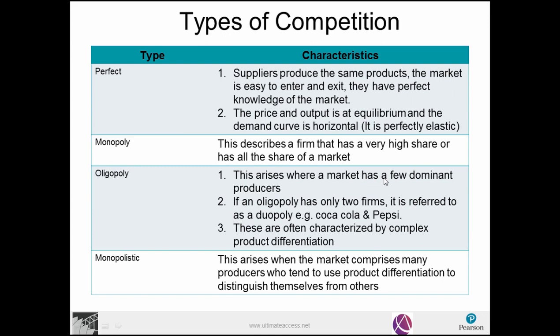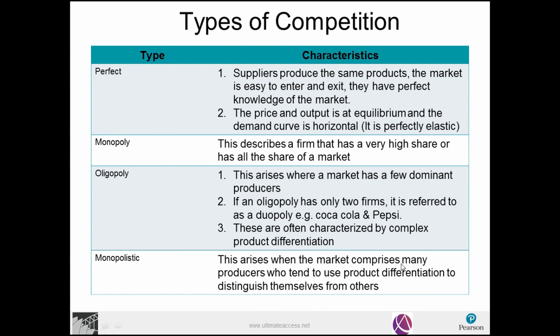Now, oligopoly. This arises where a market has few dominant producers. If an oligopoly has only two firms, it is referred to as a duopoly. The word duo means two. I'll give an example here of Coca-Cola and Pepsi, because they're the dominant producers in their market. And they're only two, so they're known as a duopoly. Now, they're often characterized by complex product differentiation, which basically means that I really need to understand what would make me love Coca-Cola more than Pepsi. What would be the difference? Maybe the taste is different. Maybe you love the taste of Coca-Cola more than Pepsi. And maybe that taste is only characterized or changed by a simple chemical or the likes.